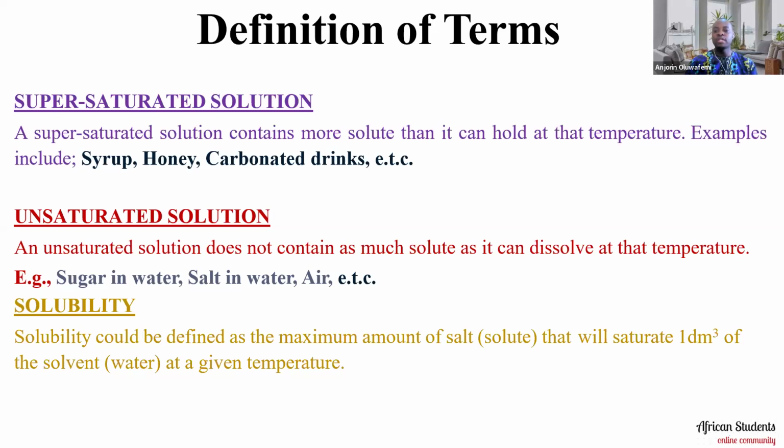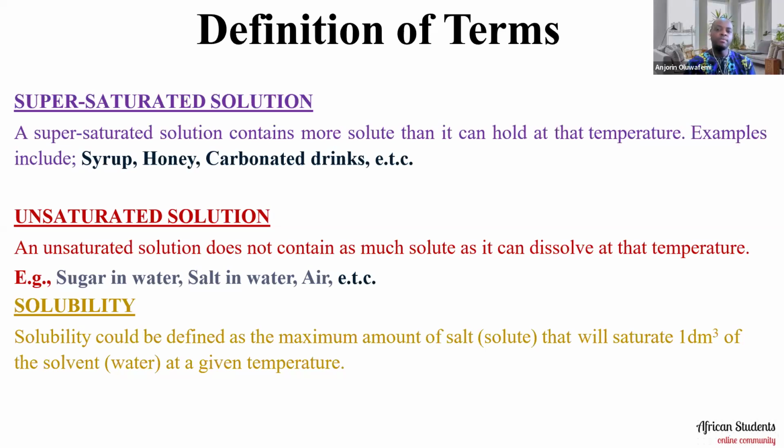Example, sugar in water. When you just add a little sugar in water, you can still add more, so you say it's still an unsaturated solution. Then we have salt in water. Also, air is an example of an unsaturated solution.